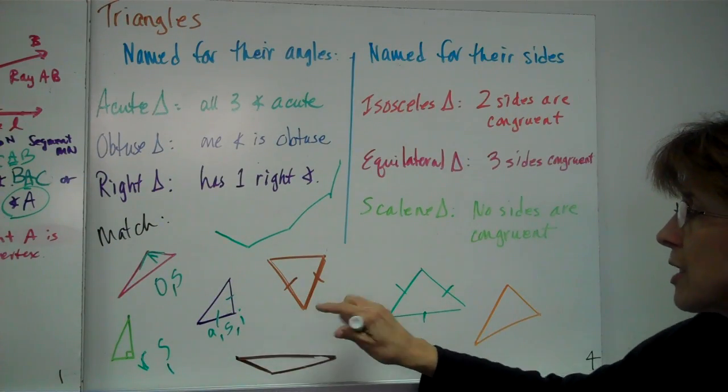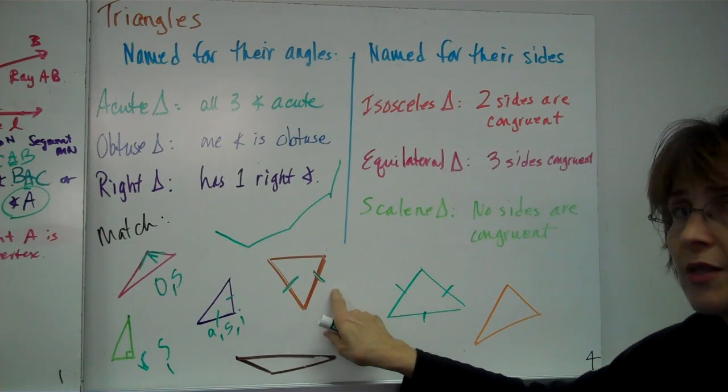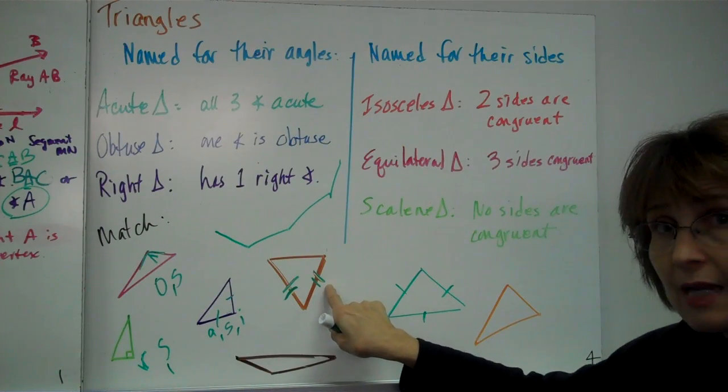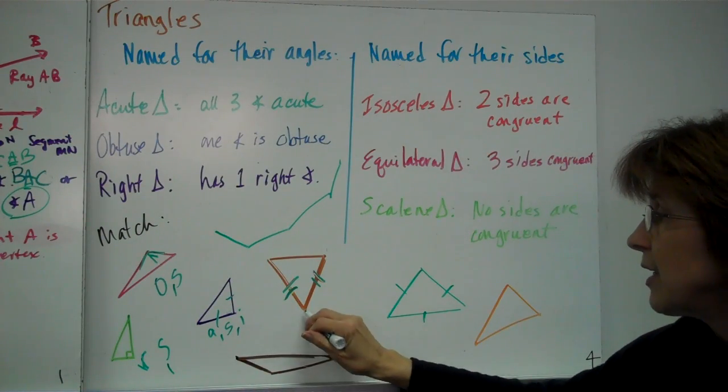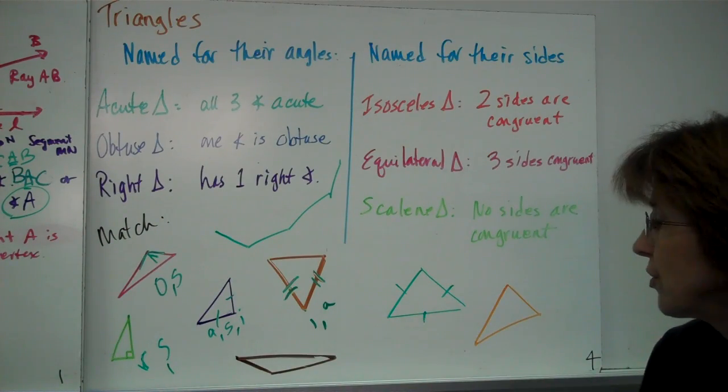Now this one is already marked, and the reason I marked it is so you can know that when it's marked like that, that means these two sides are the same. Or sometimes you'll see two markings. If that one has the same marking as that, then they're the same. So this is definitely isosceles, and it looks like it's acute. It looks like they're all less than 90 degrees.